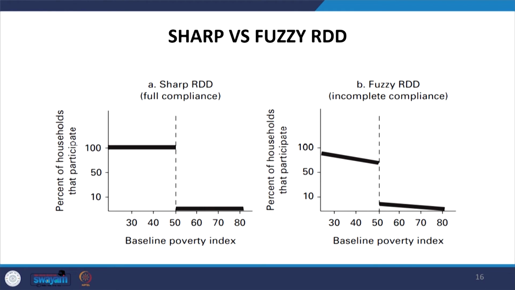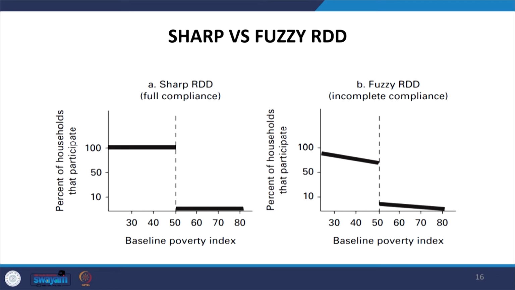Here is the chart that clarifies. In both cases we are trying to explain through the baseline poverty index. The first one relates to the sharp RDD, where full compliance is covered. Full compliance, because there is clarity on whether they are part of the program or not from the cutoff point. It has a clear binary series. In the next one, related to fuzzy, there is an increasing or decreasing trend on either side, and they are not clearly defined. That is why the fuzzy RDD is called incomplete compliance. The coverage is not clearly close to 1. So, 100% or 0 is not well defined.